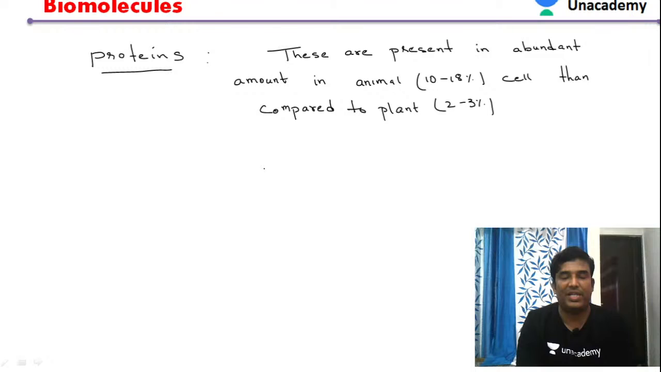So that is about the proteins. This is the amount of proteins present in a cell. In animals it is about 10 to 18%, whereas in plants it is 2 to 3%.